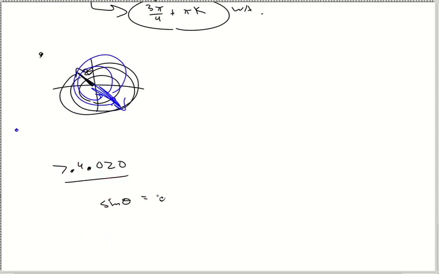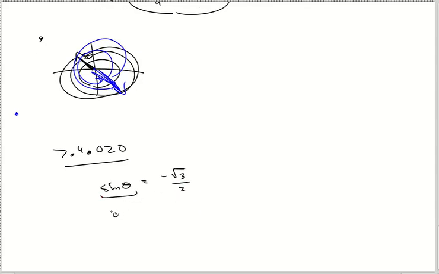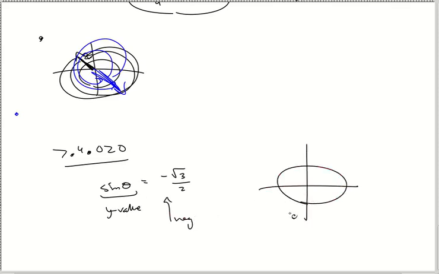Sine of theta is equal to negative square root 3 over 2. Trying to make that 3 a little bit better. There you go. So again, this is the y value. Remember that? The y value. This is negative. So like a negative y value, already I know I'm down here in quadrant 3 and 4. But it's a big y value. So it's down here and down here.